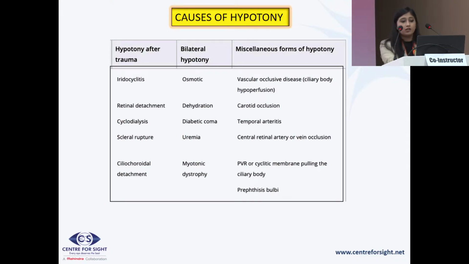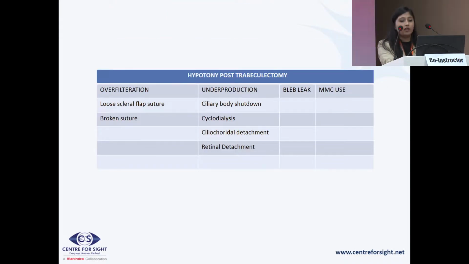Hypotony can be caused by many factors, which I would like you to have a look at. But right now, we will be focusing more on the hypotony which occurs post-trabeculectomy. It can occur due to an overfiltering bleb, a bleb leak, or due to underproduction of the aqueous, which could be due to ciliary body shutdown, cyclodialysis, ciliochoroidal detachment, or a retinal detachment.